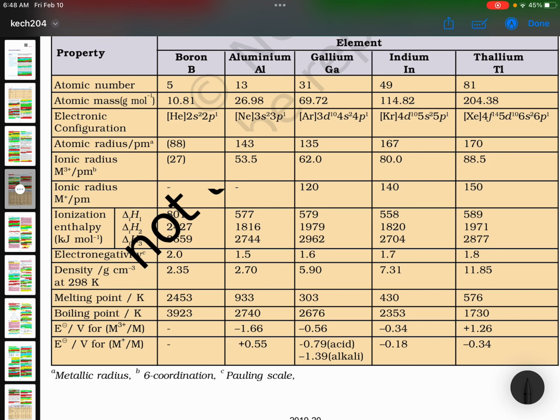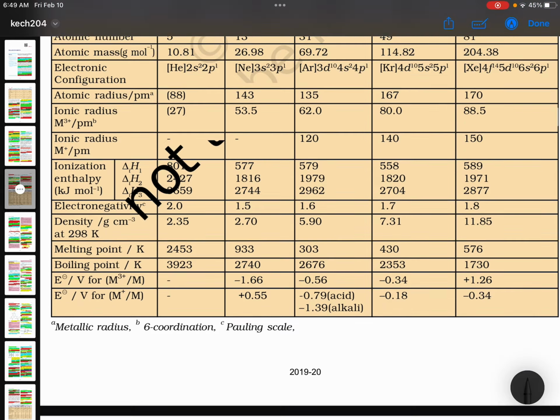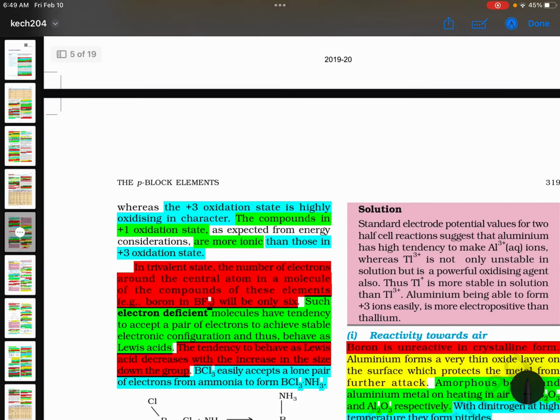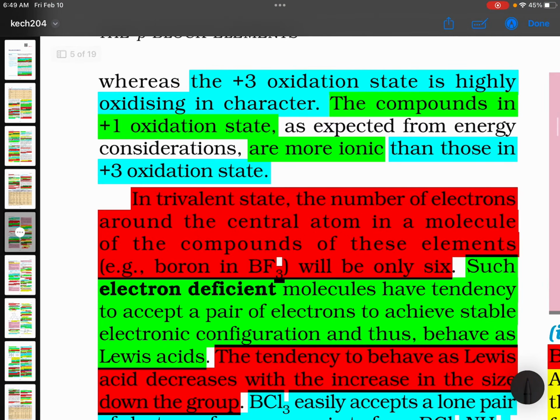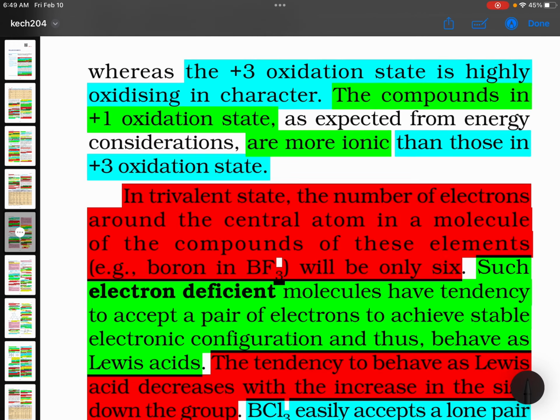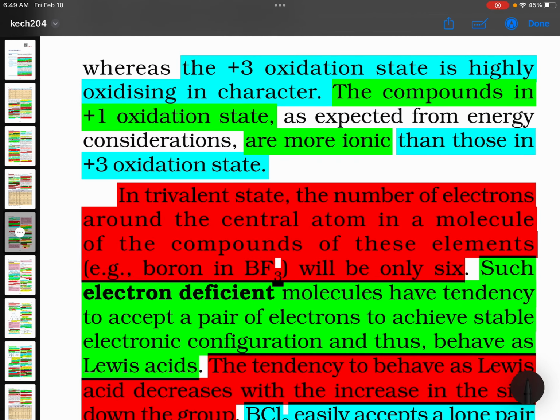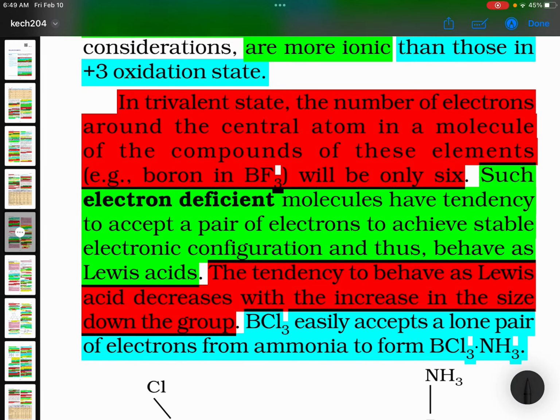See, in this table, the most important point is the E0 values. These are also being asked nowadays. M+3/M is positive for thallium. It can be asked, there is a possibility. But if that is the question, it is not easy. Expected points only.